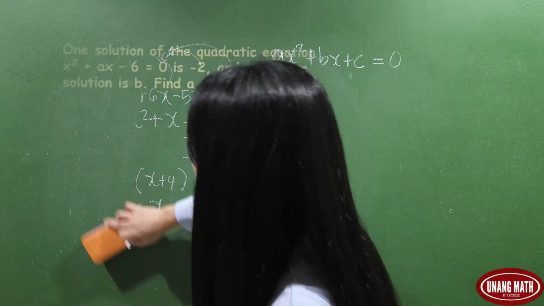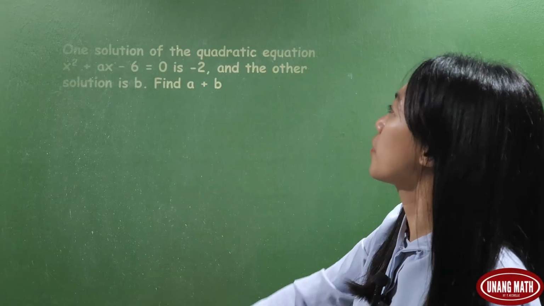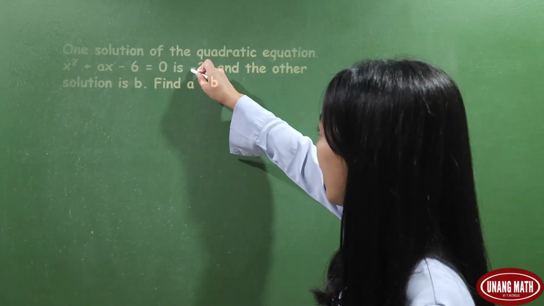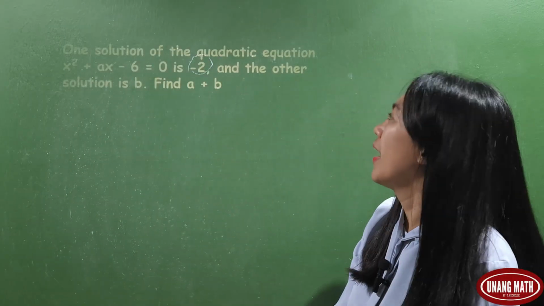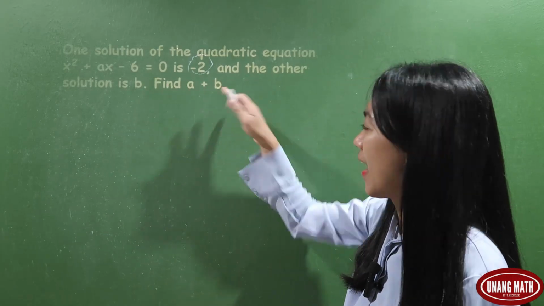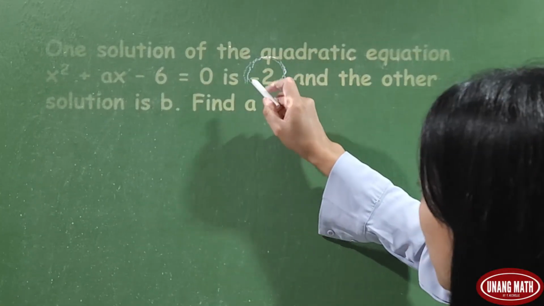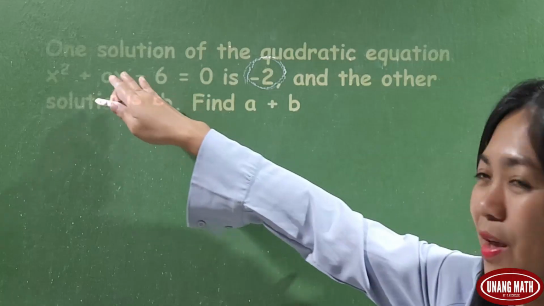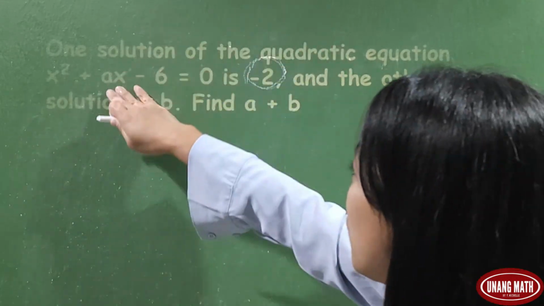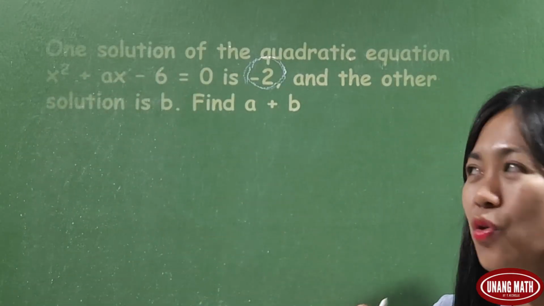Okay, what about this problem? One solution of the quadratic equation x squared plus ax minus 6 is equal to 0 is negative 2. And the other solution is b. Find a plus b. Okay, it's mentioned here that negative 2 is one of the solutions of this quadratic equation. So if this is a solution, it means that if we substitute this as the value of x, then our equation is true or correct.